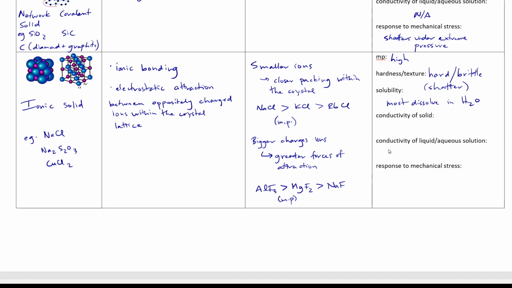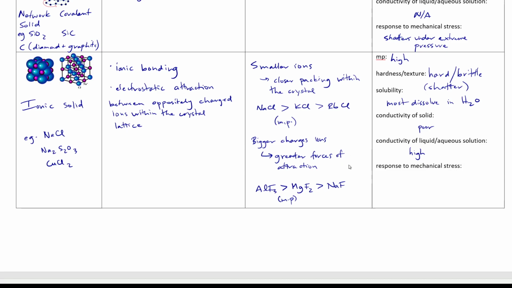Conductivity of the solid. Again, moving charged particles. Does this have moving charged particles? No, because the charged particles are stuck in the crystal lattice. So there is poor conductivity as a solid. Conductivity as a liquid and aqueous solution is high because if you get this to the molten state, then you just have pure sodium ions and pure chloride ions floating around in a liquid, so you have moving charged particles. Or if you dissolve it, then you have sodium ions surrounded by a water shell and chloride ions surrounded by a water shell, but they're moving throughout the solution, so you have moving charged particles, and this creates high conductivity.